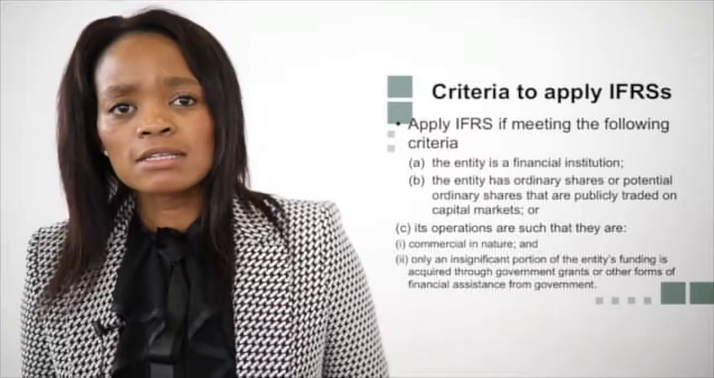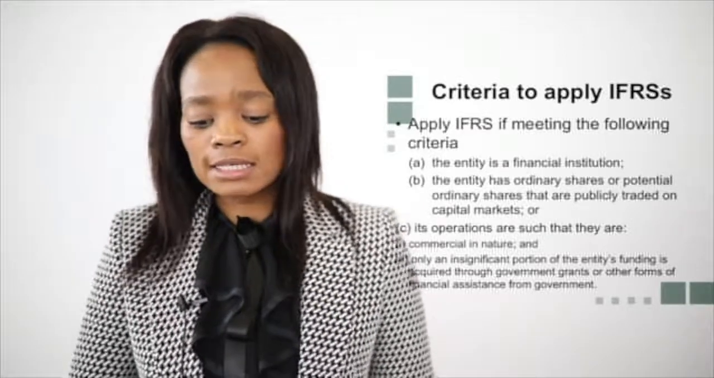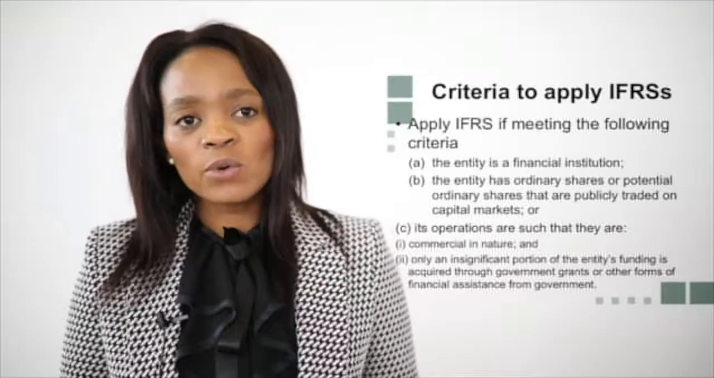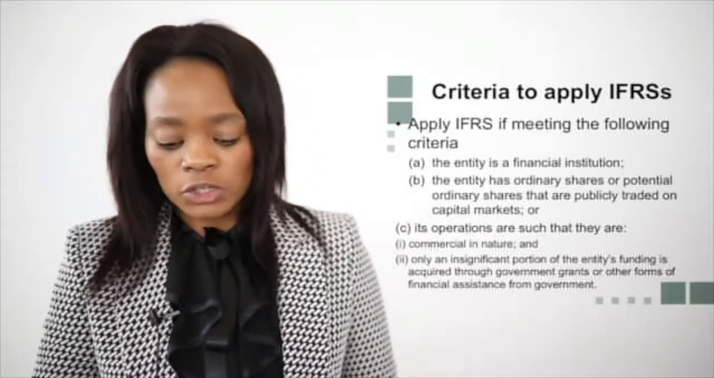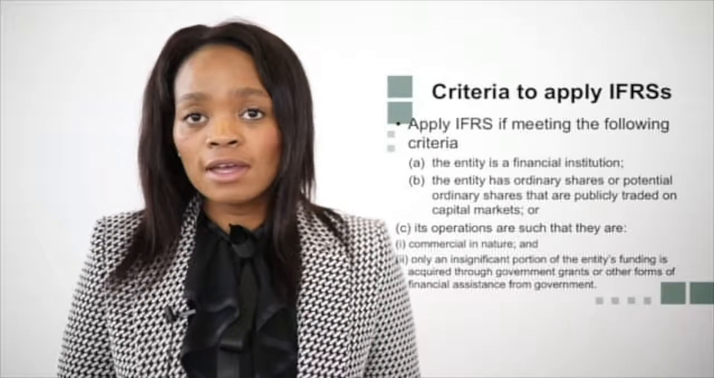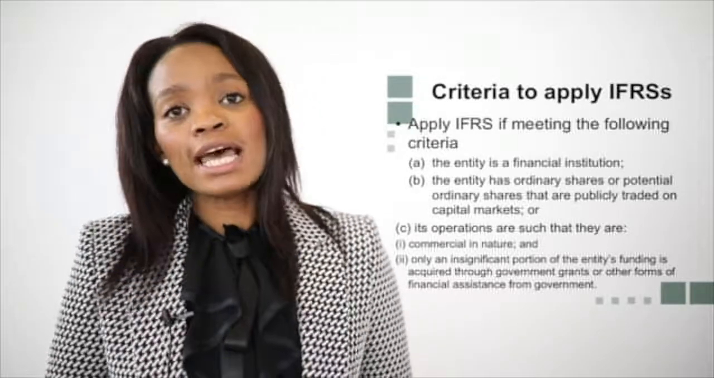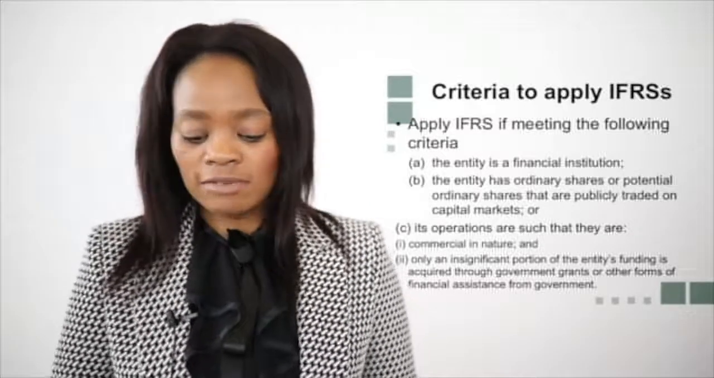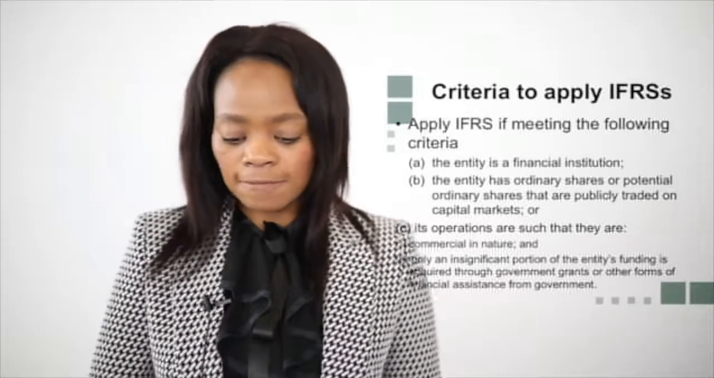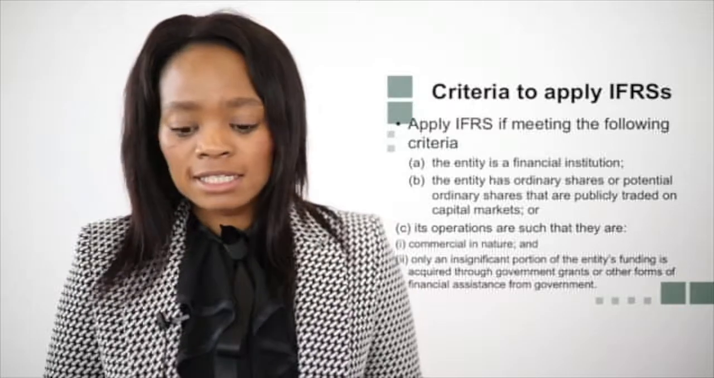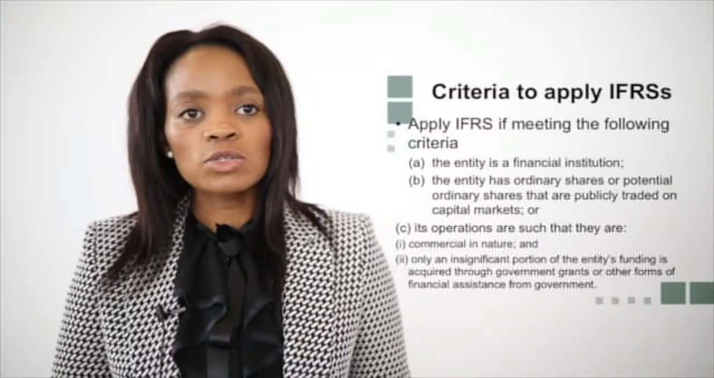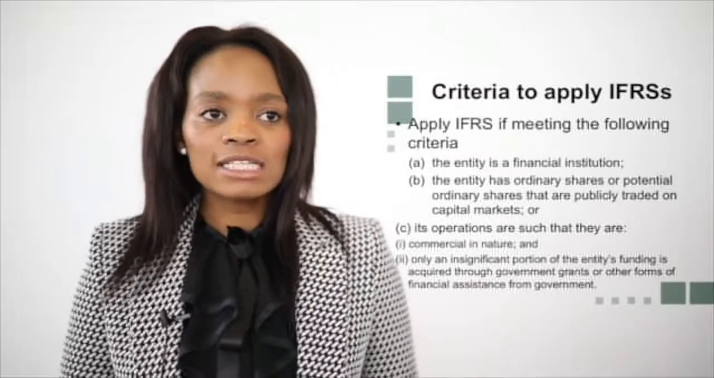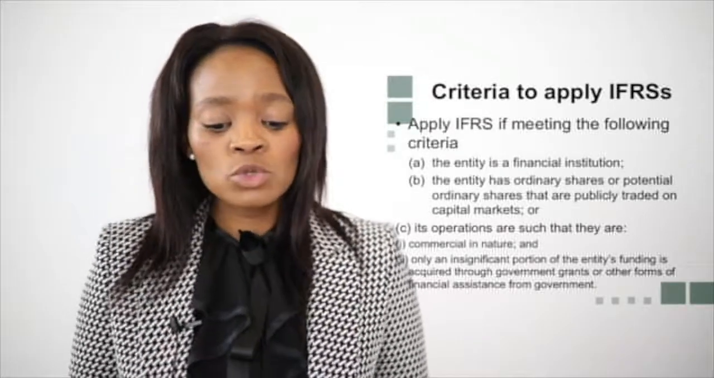So in developing this criteria, this is what the board considered. If an entity is a financial institution, and the board has defined what it means by financial institution in the directive, this is a financial institution as defined in the Financial Services Board Act number 97 of 1990. If an entity is a financial institution, then it can apply IFRSs and does not need to consider the other two criteria.